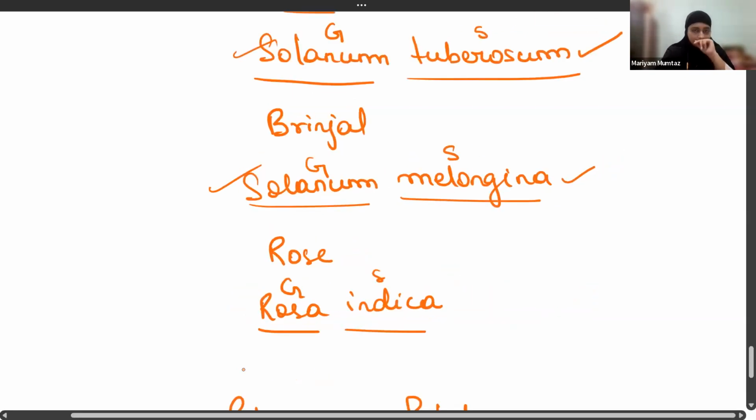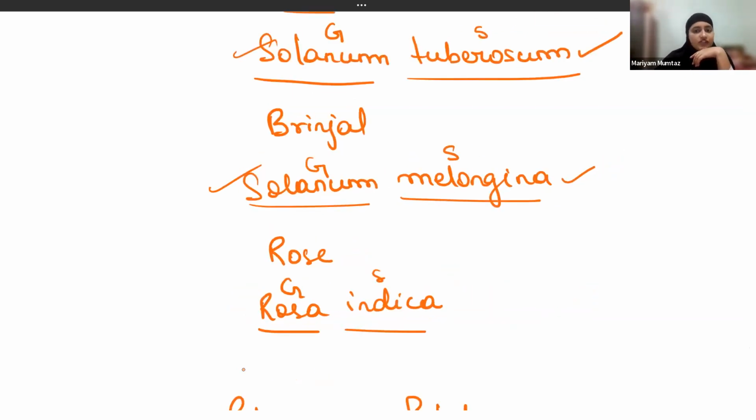So for example, if I want to cross the brinjal and then rose, the brinjal has the characteristic of being resistant to disease and the roses look pretty. So I want a brinjal that is resistant to disease but pretty like a rose. So I will cross them. What kind of cross is this now? Intergeneric.